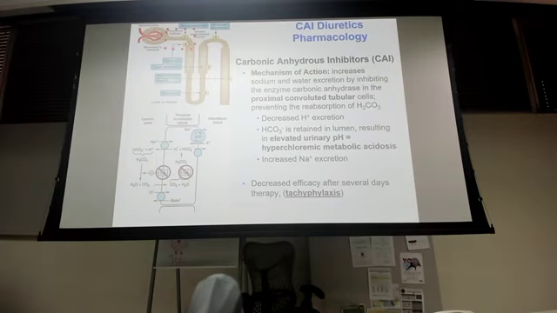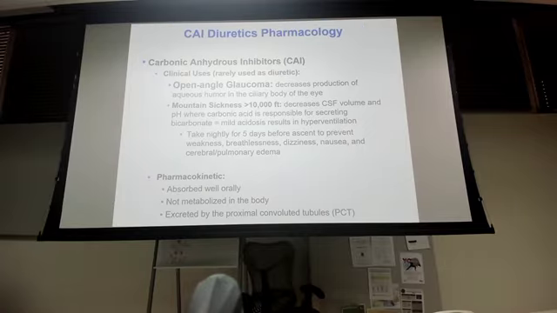It's blocked early, with compensations further downstream. Niche uses: open angle glaucoma, where it decreases aqueous humor production. So you're going to give a CAI for open angle glaucoma. It's a pill that affects the pressure in your eyes. It decreases the production of aqueous humor.